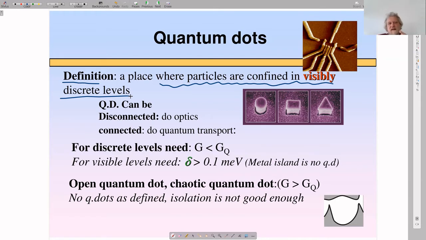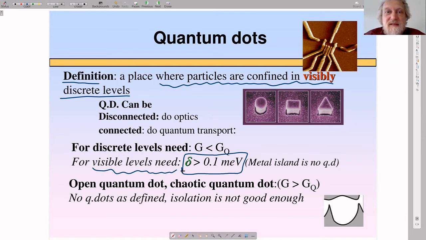So for visible levels, one needs a reasonably big level separation, like 0.1 millielectron volts, which means that the actual quantum dots are small. If you work with metals, with metallic elements, a quantum dot would contain perhaps 50 atoms, not more. Fortunately, we have semiconductors, we have two-dimensional structures, and their wavelength is big. It's almost micrometer size. So discrete levels can be easily arranged in semiconductor structures.